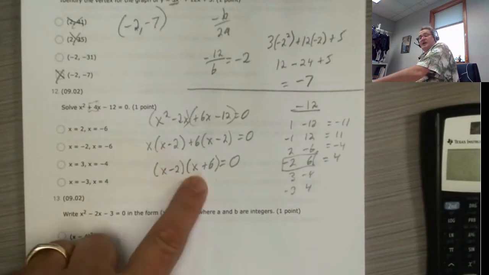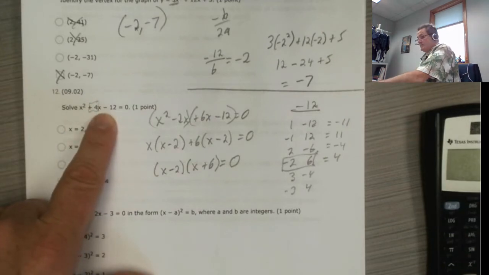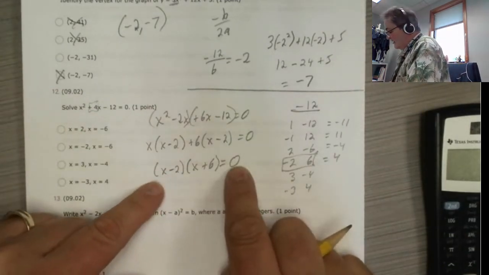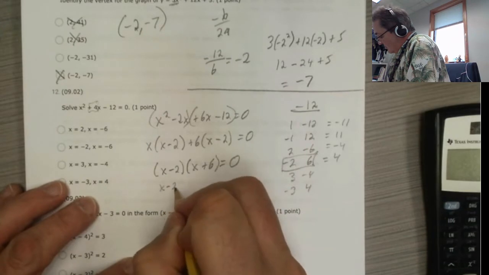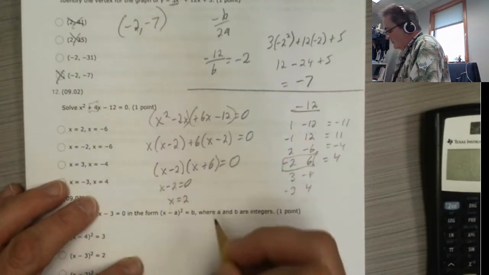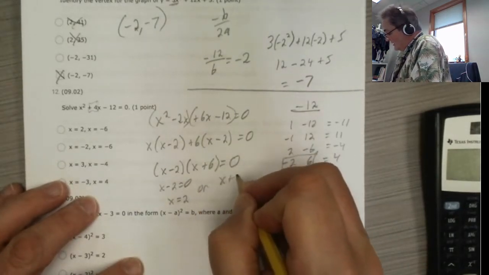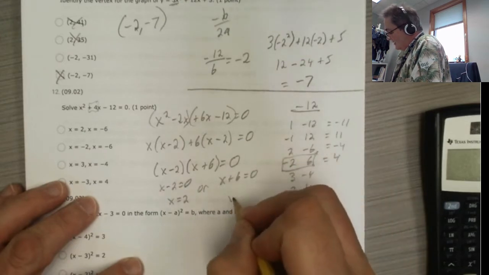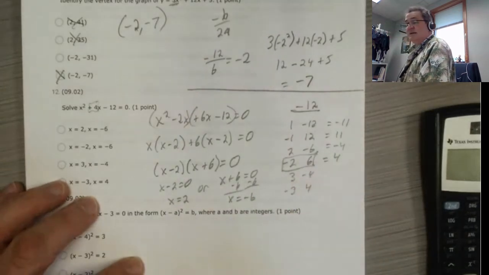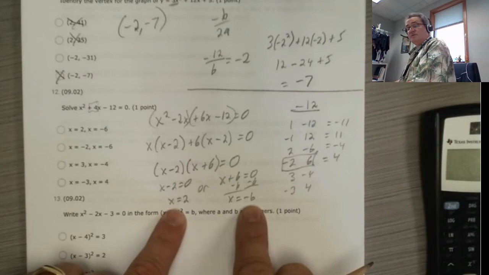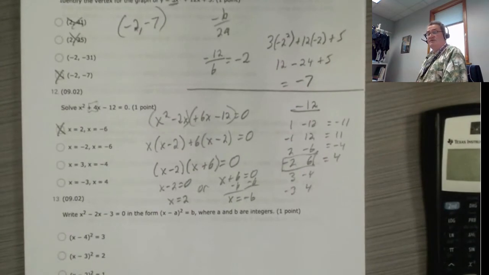So x minus 2 times x plus 6 equals 0 is exactly the same as this right here. It's just factored. If multiplying those together gives us 0, that means one of those has to be 0. If x minus 2 equals 0, then x equals 2, because 2 minus 2 equals 0. Or x plus 6 equals 0, so that would be when x is negative 6, because you subtract 6 from both sides. x equals negative 6. So the solutions are 2 or negative 6.